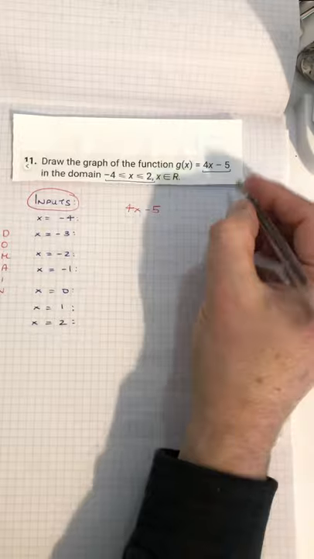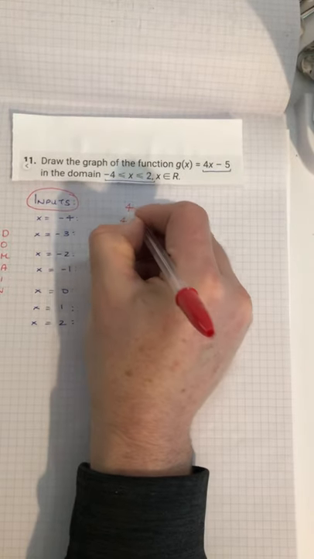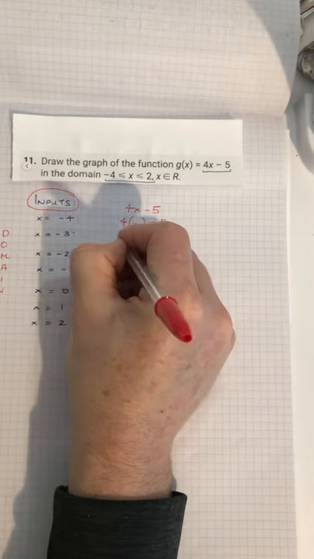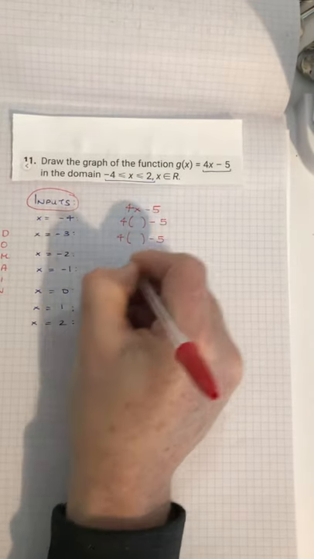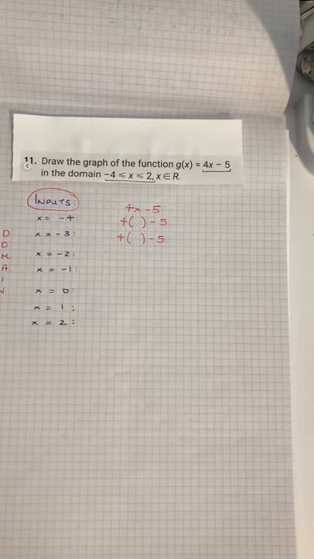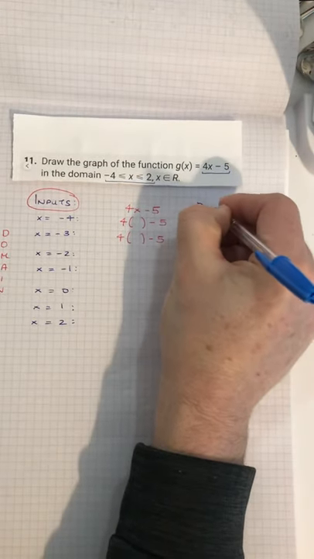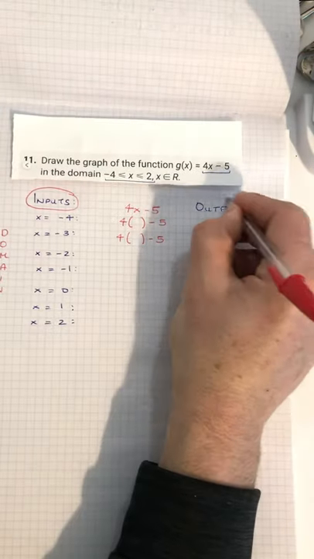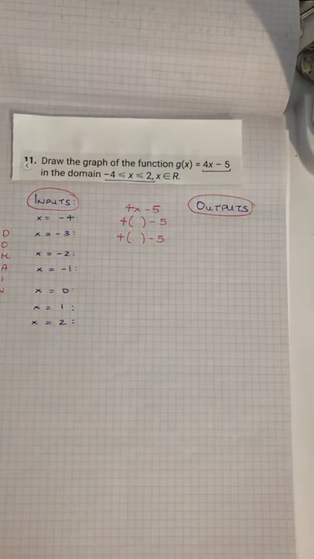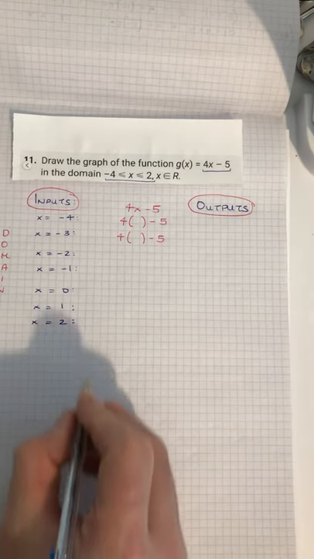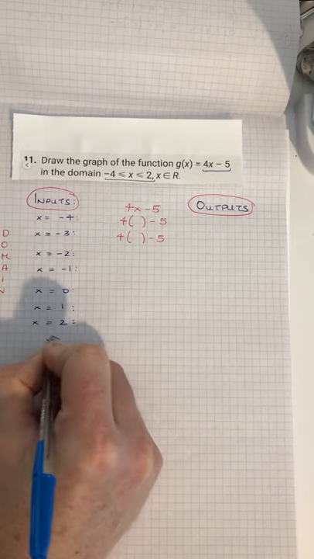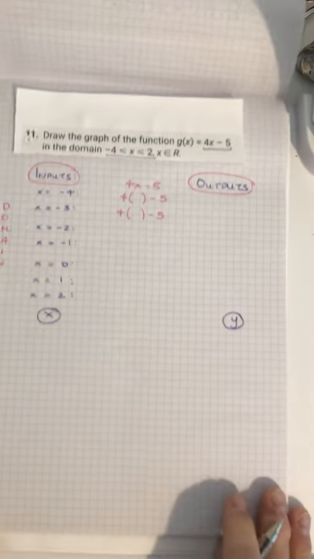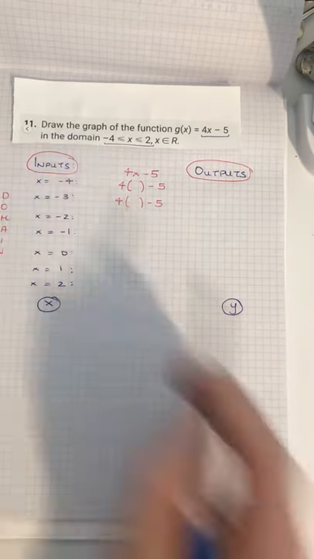Okay? So the first one will be 4, and in brackets, minus 5, etc. And the numbers we get out over here are called our outputs. Or easier to refer to them as our x numbers. And over here we get our y values, because we're going to use them to draw the graph.